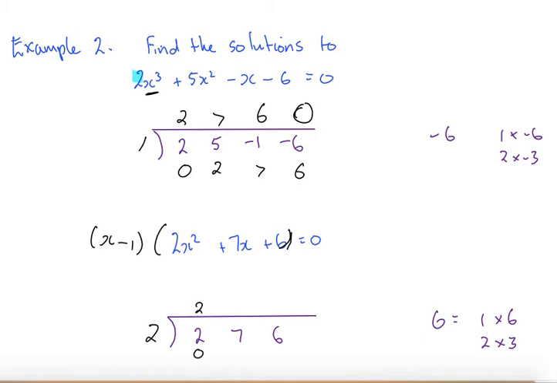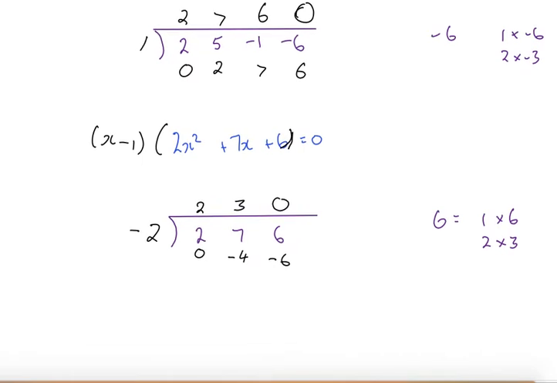Add going up. 2 times 2 is 4. Oh, if I'm doing 2, I actually want negative 2 here, don't I? So negative 2 times 2 is negative 4. Negative 4 plus 7 is 3. Negative 2 times 3 is negative 6. And I get a 0. So there's no remainder. And so that factorizes into the following. Our first factor was x minus 1. Then we put minus 2 there, so that must mean it's x plus 2. And this is 2x plus 3.